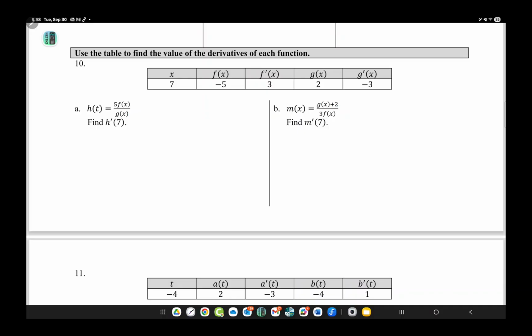Number 19 on the review will be on your test, on the non-calculator section. You will have questions like 20 and 19. Number 20 is on the calculator version, and 19 is on the non-calculator version.